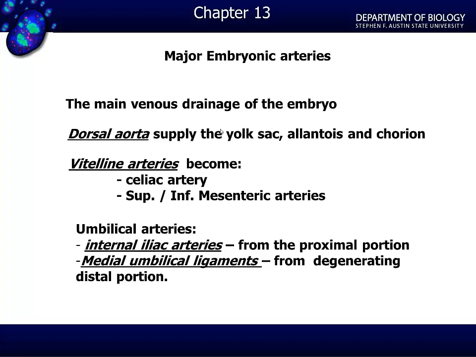Then we have the umbilical arteries. We have one umbilical vein, but typically two umbilical arteries. These are going to become the internal iliac arteries. This is the most proximal portion. And the distal portions are going to contribute to the medial umbilical ligament.